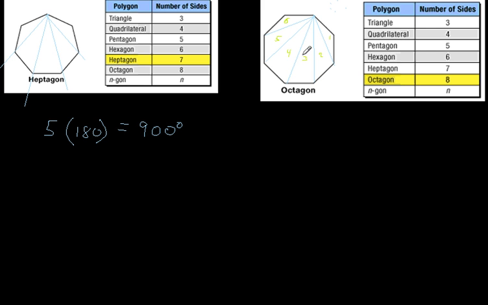So each triangle has an internal measure of 180 degrees. So I know that 6 times 180 equals, and what you end up with here is 1080 degrees. Great.